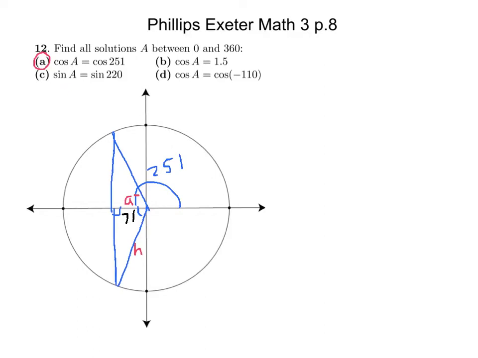If that's the triangle we're looking at, what would that angle there be? It'd be 180 minus the 71, which would you get? 109. There's your answer. Questions there?